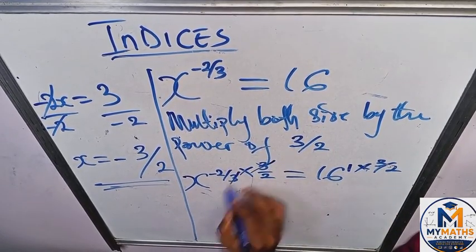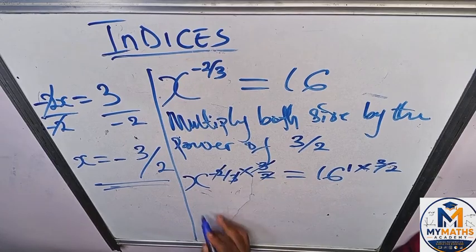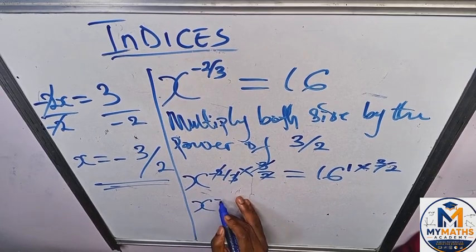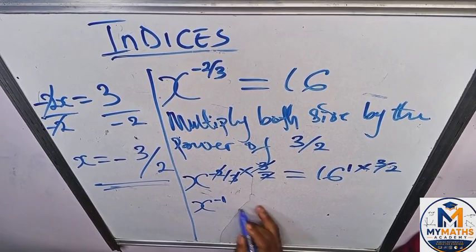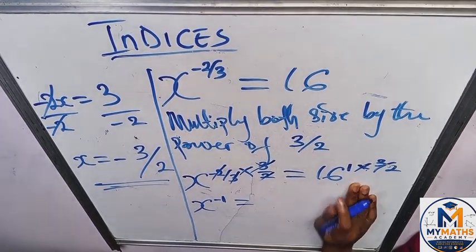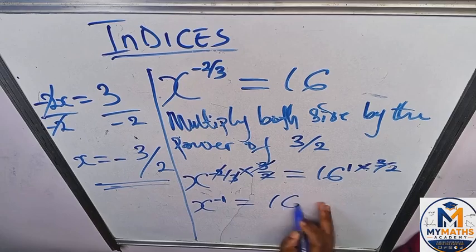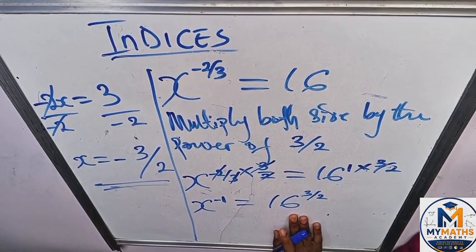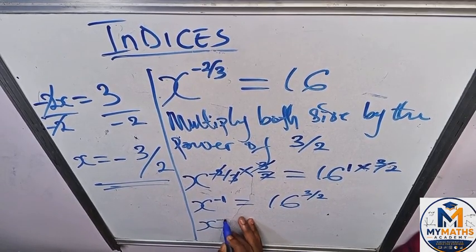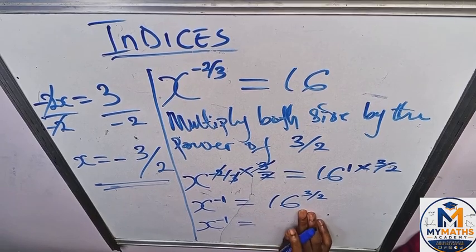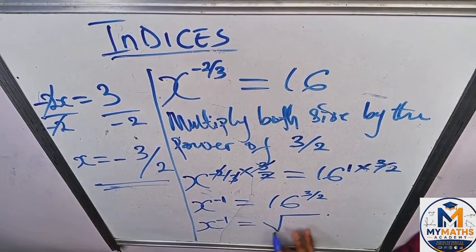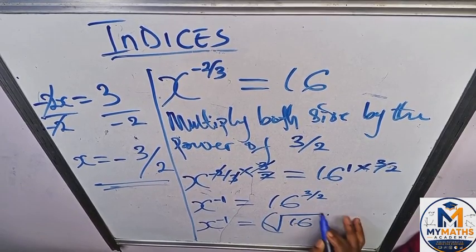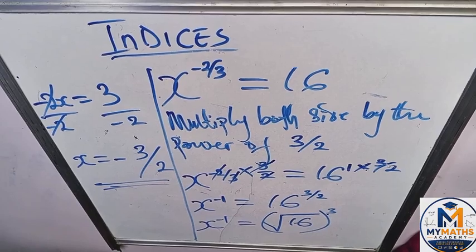Then this 3 will cancel this 3. This 2 will divide this 2. So x is going to be minus 1 equals, then this one is going to be what? 16 raised to power 3 all over 2. Are we clear? So, having done that, we are going to say x raised to power minus 1 equals, then we are going to put it in the roots. It's going to be what? The square root of 16, open and close bracket, raised to power 3.